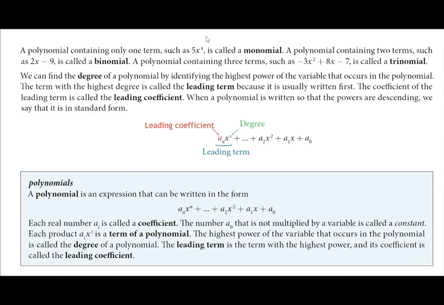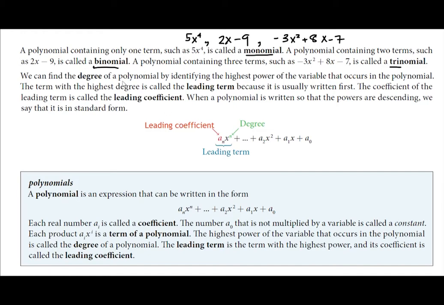So let's define polynomials. A polynomial with only one term, like 5x to the power 4, is called a monomial. A polynomial containing two terms, such as 2x minus 9, is a binomial, bi for 2. A polynomial with three terms, such as negative 3x squared plus 8x minus 7, is called a trinomial.